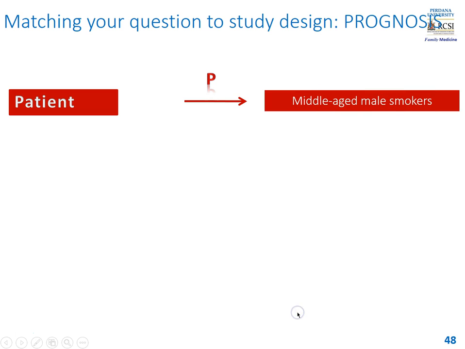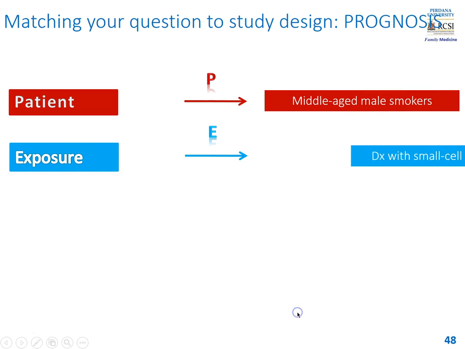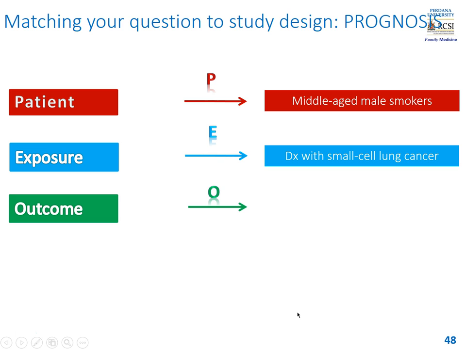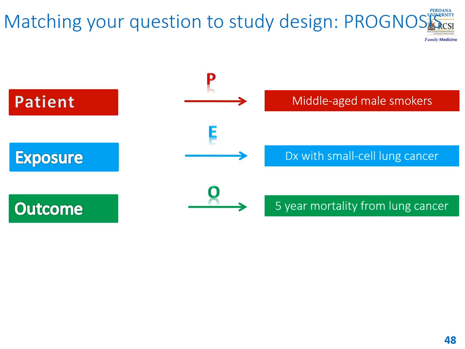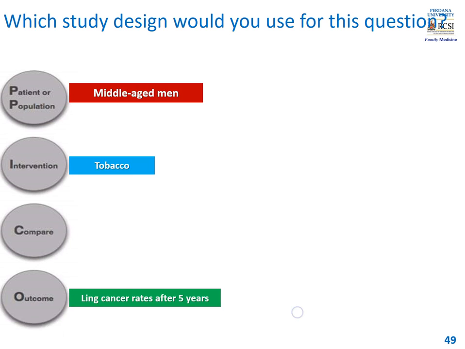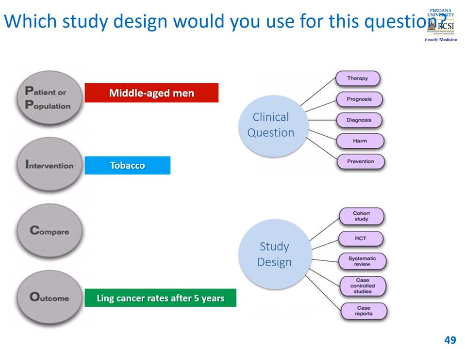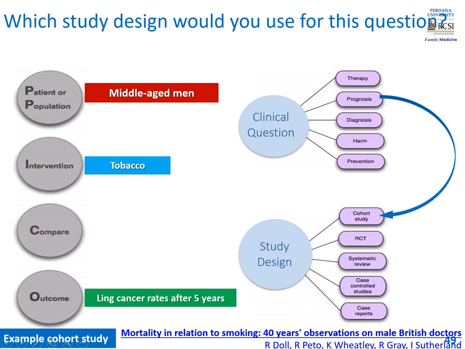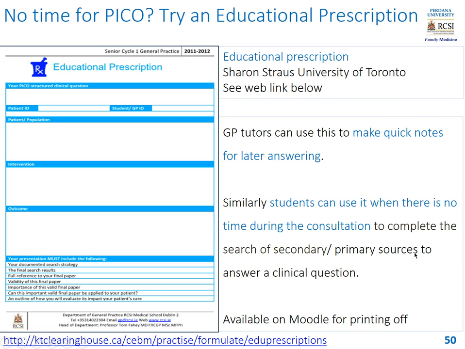What about prognosis? Remember that case we had of the middle-aged smoker? Well, let's say he develops small cell lung cancer, and then you want to know the 5-year mortality. This will be done through a cohort study. And here's an example here of a cohort study on just that. If your time is tight, you've no time for PICo, on Moodle, this is available to print off. You can jot down quick notes and then look it up later.